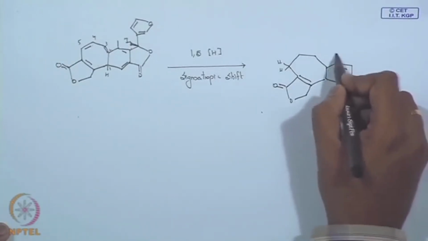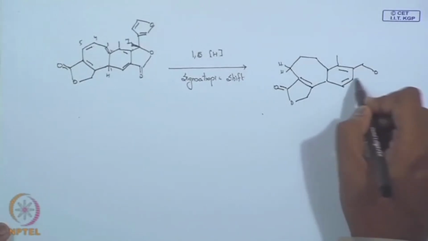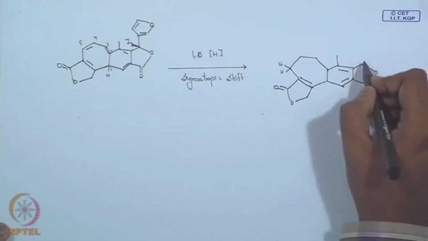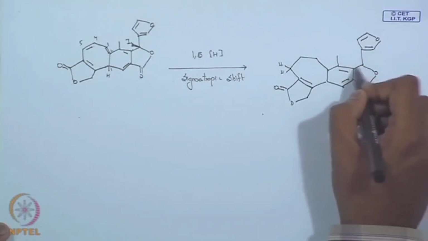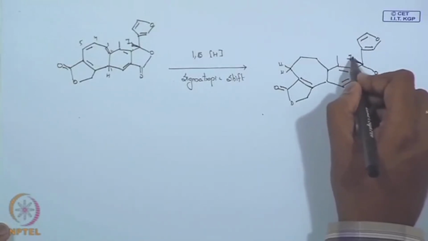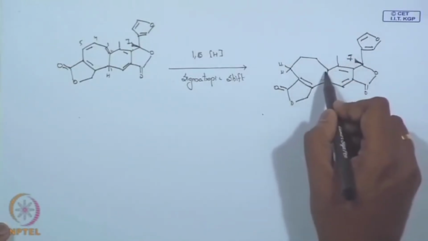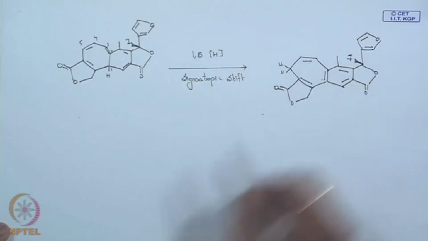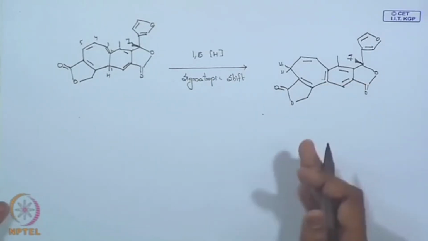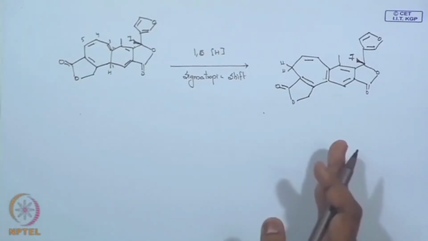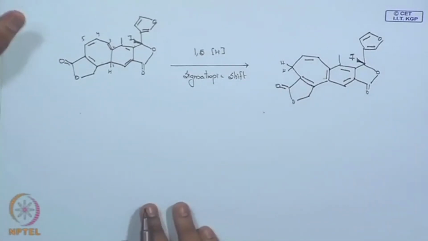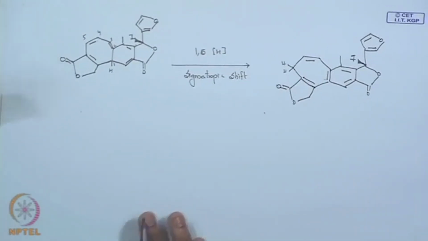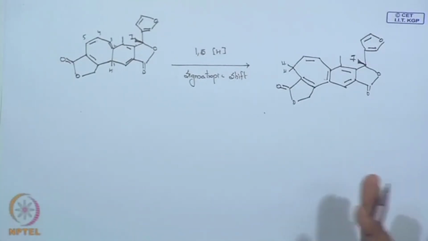So I have a double bond with my methyl, and this part unchanged with my furan here and my iodine, right. If you see the double bond, so I get this system. So this is nothing but the benzocycloheptatriene system. So you have taken a benzonorcaradiene system and it undergoes a 3-step cascade of pericyclic reactions.